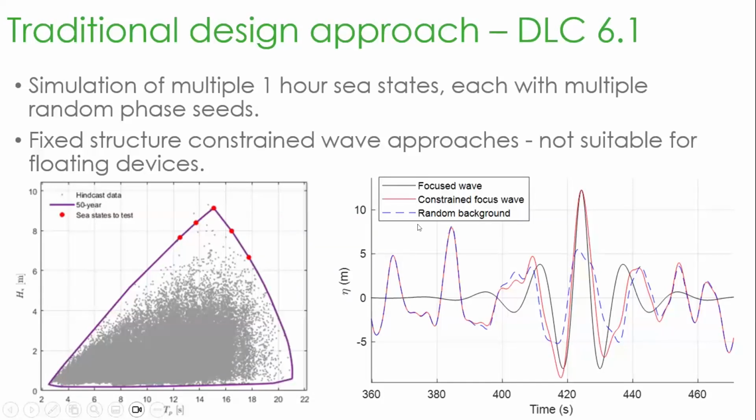We've got the random background wave given by the dashed blue line, the focused wave, the NewWave that's being constrained, given by the black line, and then the red line is showing that focused wave constrained within the random background. So this is permitted for fixed offshore wind. However, in the floating wind standards, the IEC and DNV standards, this method is not recommended because it's not going to necessarily be the largest wave that we would expect to produce the largest response.